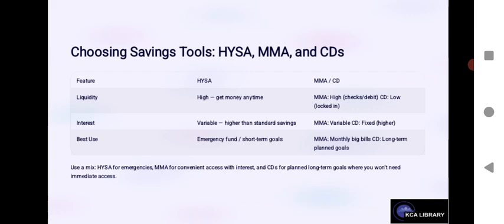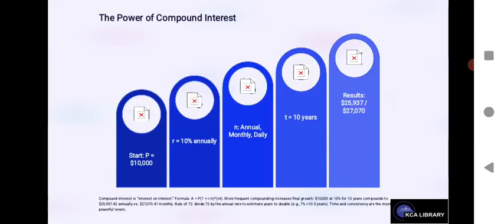Then there's a third one called CD, Certificate of Deposit. This is designed for money you will not need right away. When you open a CD, you agree to leave your money in the account for a fixed period. It can be for 6 months, for 1 year, or even for 5 years plus. In return, the bank offers a fixed interest rate that is often higher than savings or money market accounts. So you have to choose which one fits you.